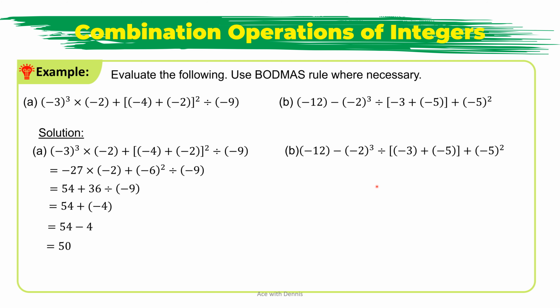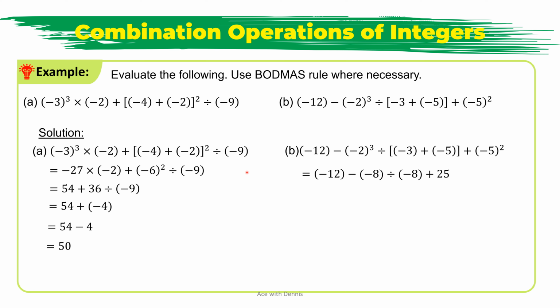Alright, so for B, -12 minus -2 cubed divided by bracket -3 plus -5 plus -5 square. From here, again, we follow the BODMAS rule. So you take care of the brackets and indices. -2 cubed is -8. The bracket -3 plus -5, we get -8. -5 square, we get 25. So the whole operation becomes -12 minus -8 divided by -8 plus 25.